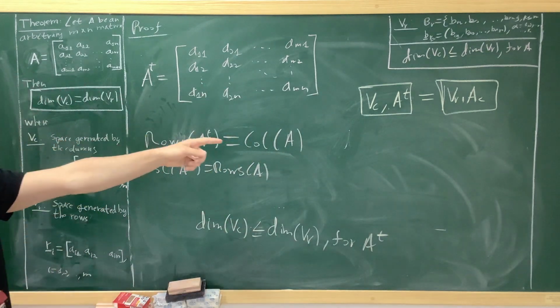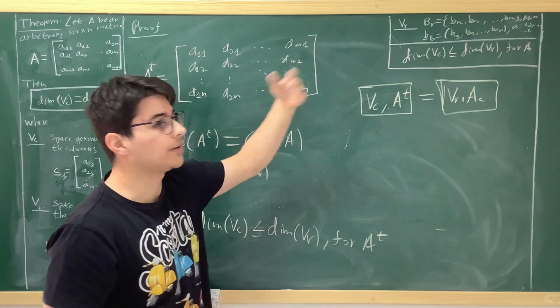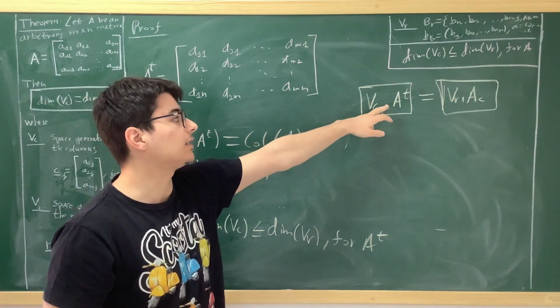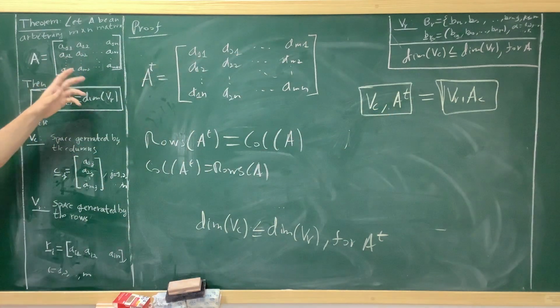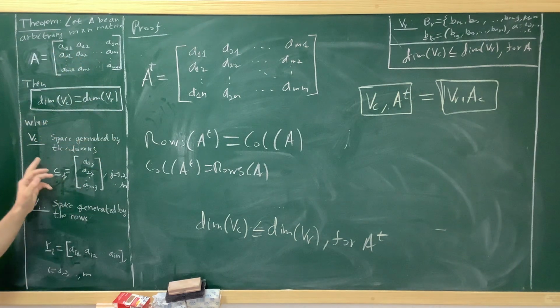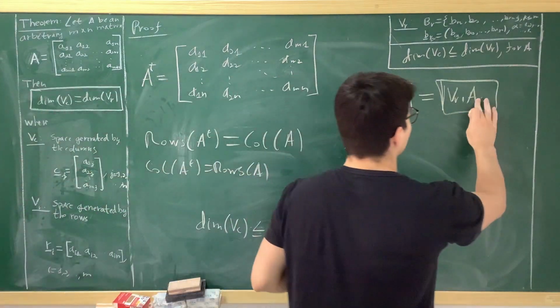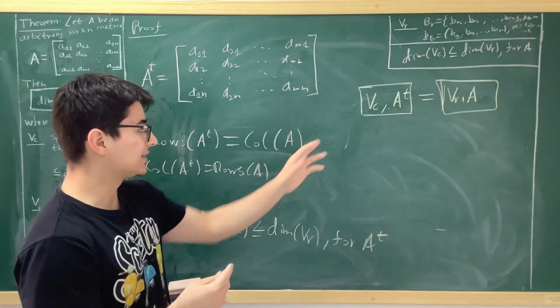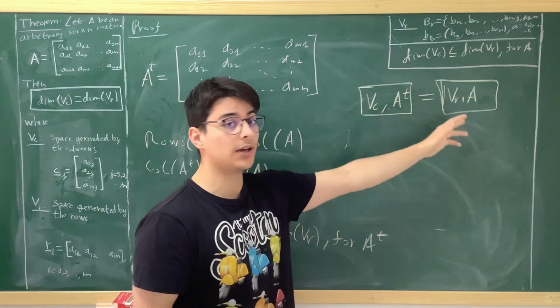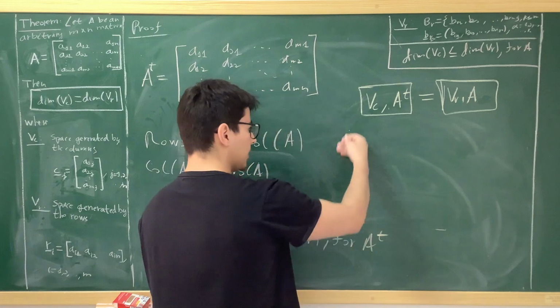Again, the columns of AT, for example, if we get these columns and we generate some space, we get VC for AT. But this is just the same as getting these rows, which would be generating this new space VR for A in this case. So this means that these two spaces, VC and VR, are actually the same space because they are generated by the same vectors.